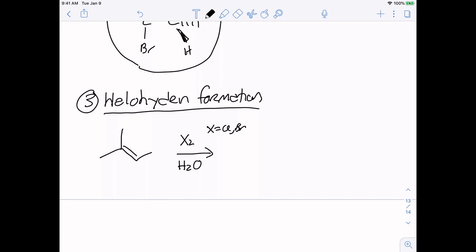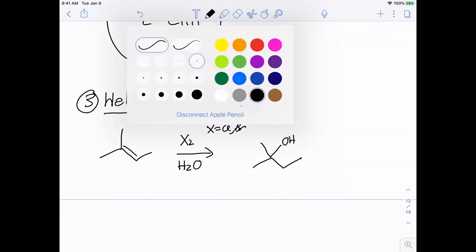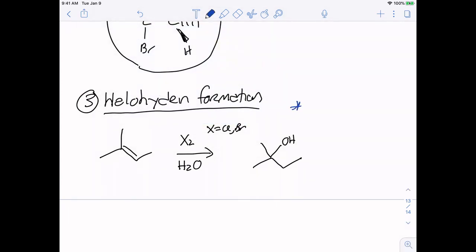My mechanism is going to be very similar to the mechanism we just did, except instead of having bromine attack that intermediate, we're actually going to have water attack that intermediate. So a very, very similar mechanism. This one is regiospecific, so I do want to put that hydroxyl group on the more substituted carbon. I didn't leave room for it. So my hydroxyl group goes on the more substituted carbon. So it is regiospecific.